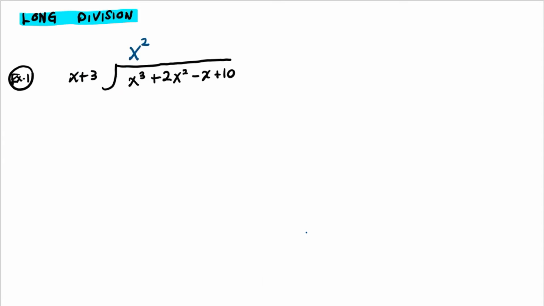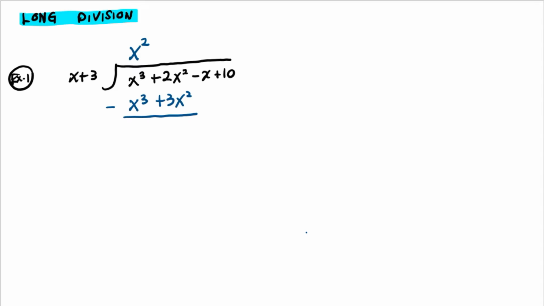Now you multiply back. So x to the power of 2 multiplied by x gives x to the power of 3, and x to the power of 2 multiplied by 3 gives plus 3x squared. This is the usual division you have done before. Now you subtract here, so x to the power of 3 minus x to the power of 3, you are eliminating it already.